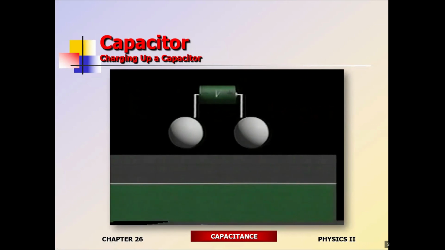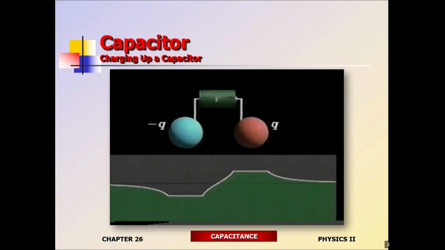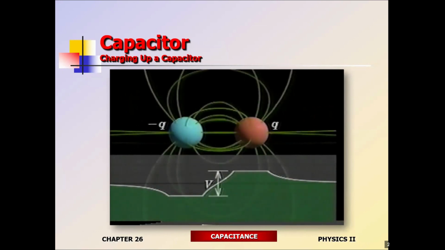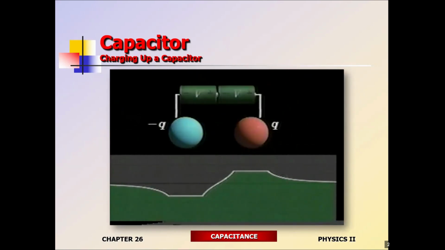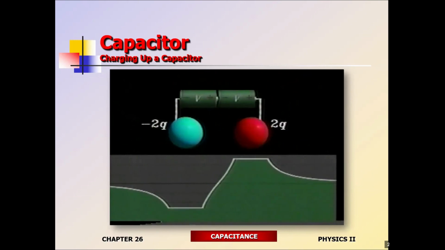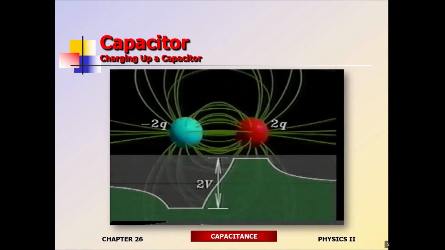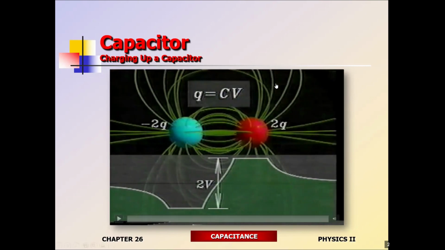When a battery is connected between two pieces of metal, it forces charge to flow from one to the other until the potential difference between them is equal to the voltage of the battery. That creates an electric field between them. If the voltage is doubled, so is the charge, so is the potential difference, and so is the electric field. In general, the charge transferred is proportional to the voltage applied, and the constant of proportionality, C, is called the capacitance. It's review after review after review. Hopefully one time it catches, guys. All right.